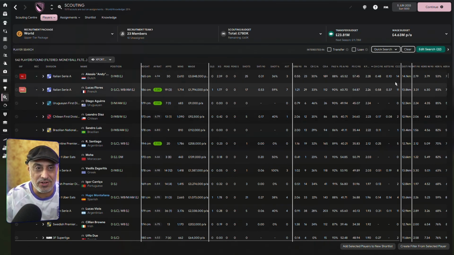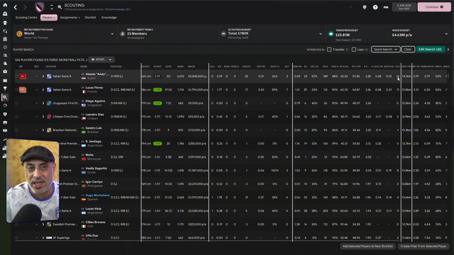Now, it's pretty easy to confirm this. CCCs are goal creating actions, basically big chances that lead to goals. And all you have to do is take 14 and divide it by the minutes and multiply it by 90, and you'll arrive at 0.48. So this confirms that these are basically goal creating actions. These are chance creating actions.